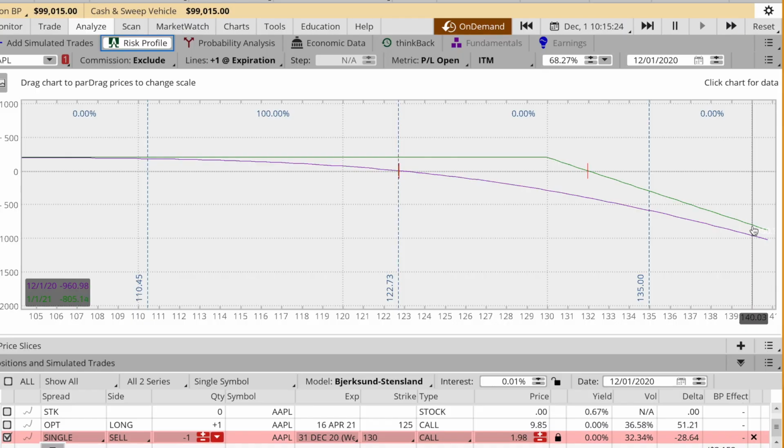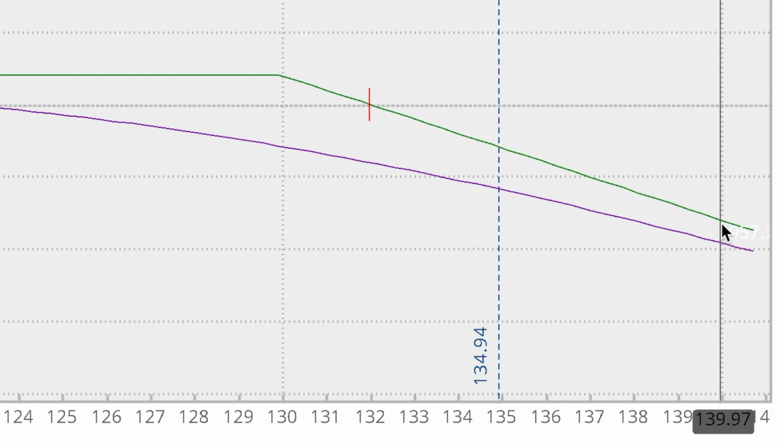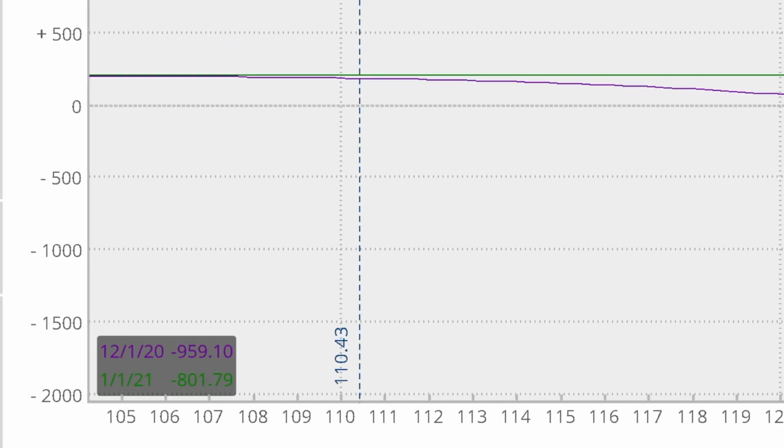And what this is really showing here is that, let's say Apple goes to $140 by December 31st. This is saying that we would have lost about $800 in possible profits because we have to sell our stock to the person who bought the call for $130. So the difference between $130 and $140 is $10. That $10 times 100 contracts is $1,000 in lost possible profits. Except this is calculating in the $198 that we received for selling this contract earlier.